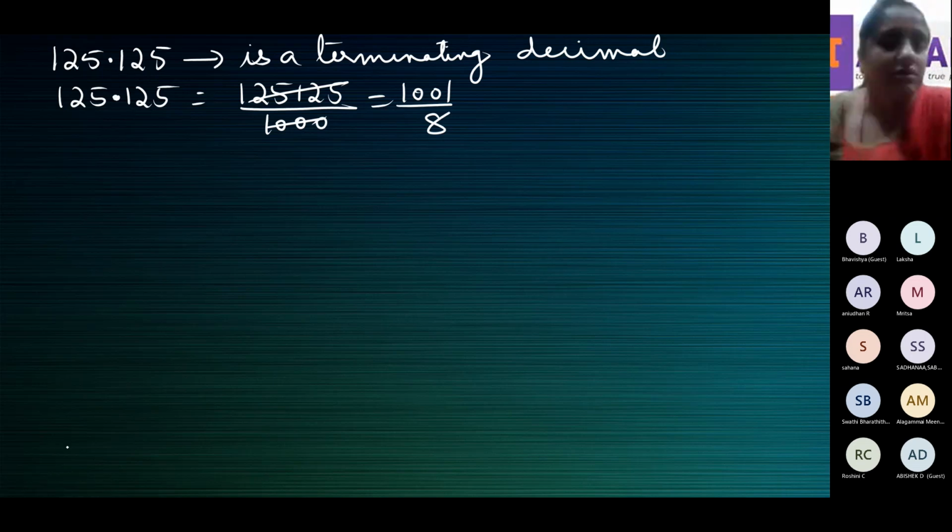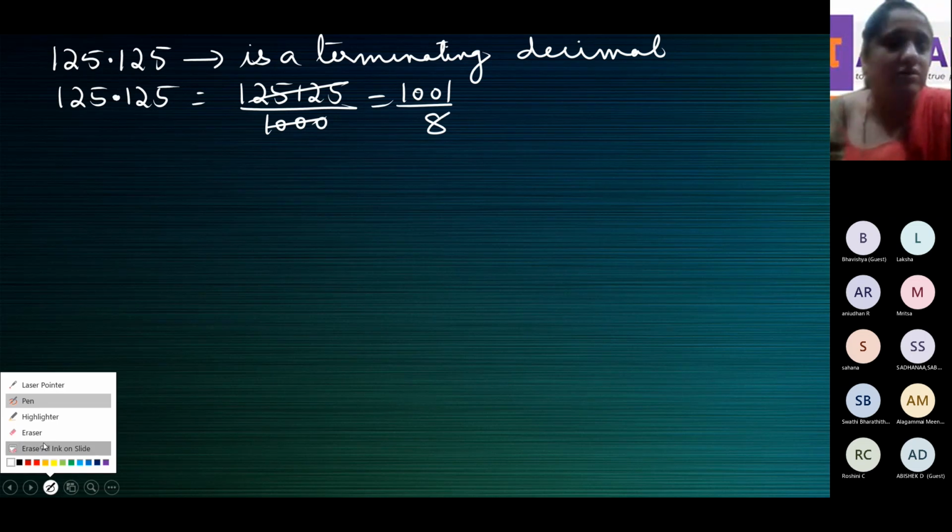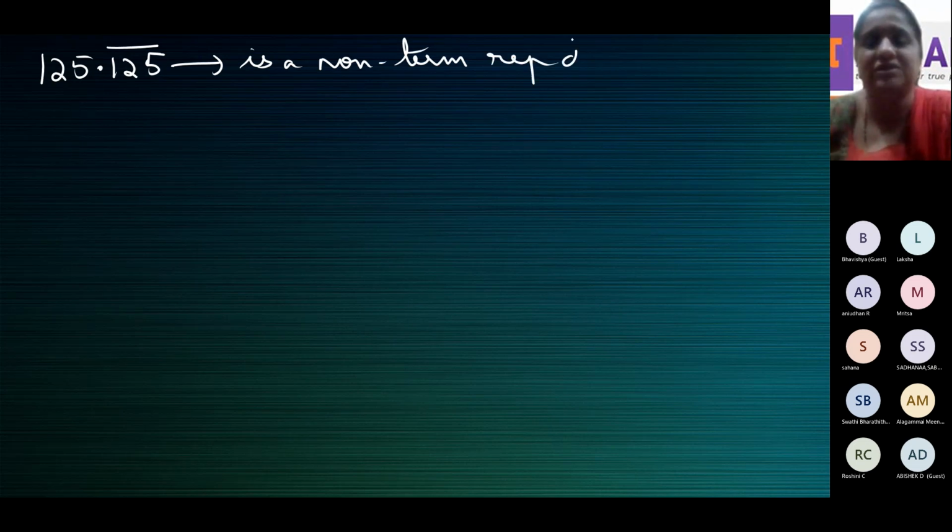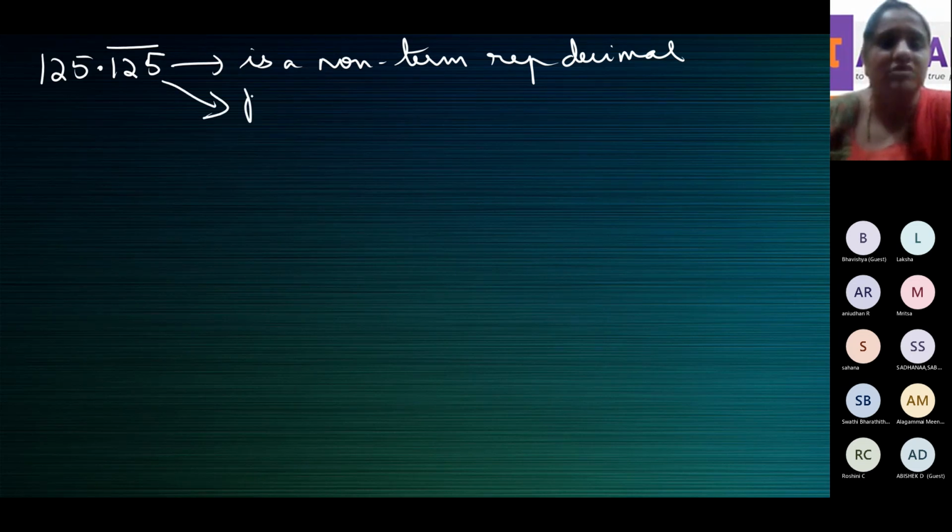Now we were talking about the P by Q form of the non-terminating repeating decimal 125.125 recurring. This one is a non-terminating repeating decimal. What is the P by Q form of this one?